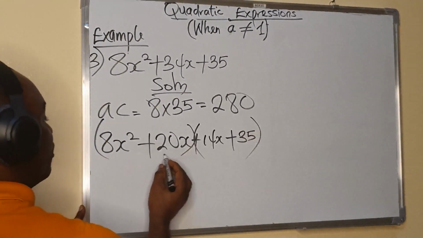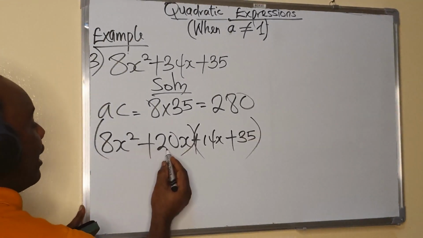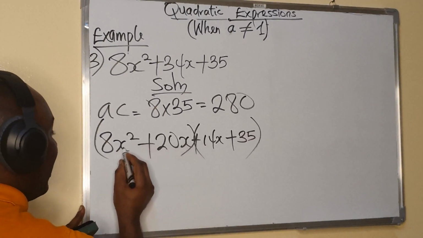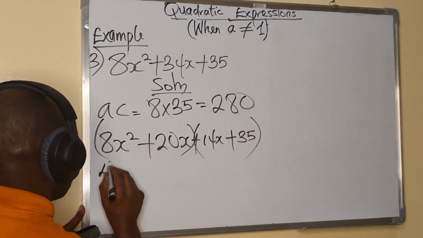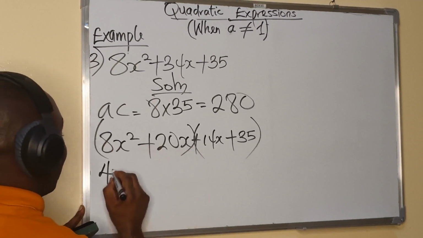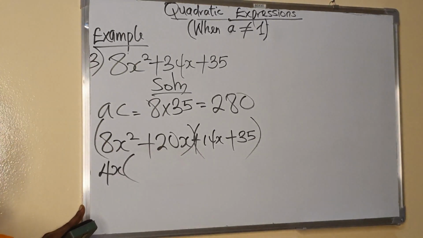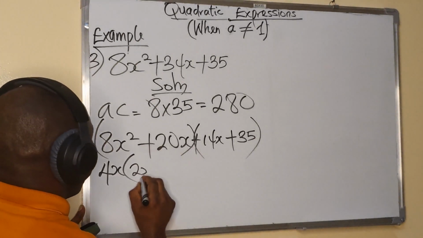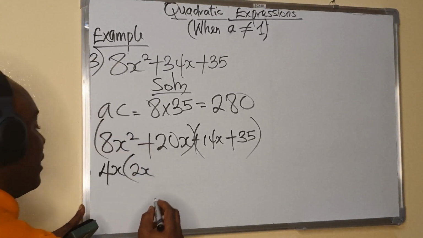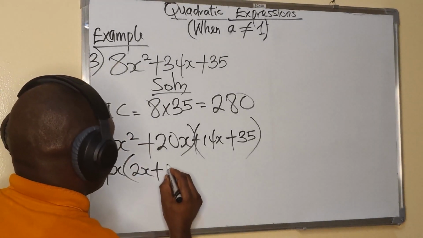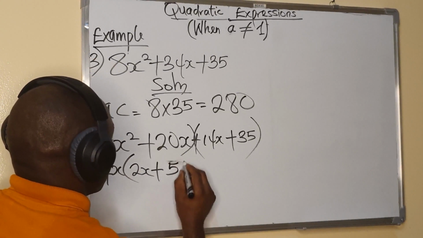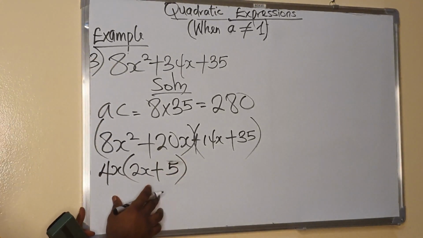If we group this, notice that we have 8x squared and 20x. For 8 and 20, what is common first of all is 4. X squared and x have x as common at the same time. So 4x go into 2x gives us 8x squared. And then 4x goes into 5 will give us 20x. This part is already factorized.